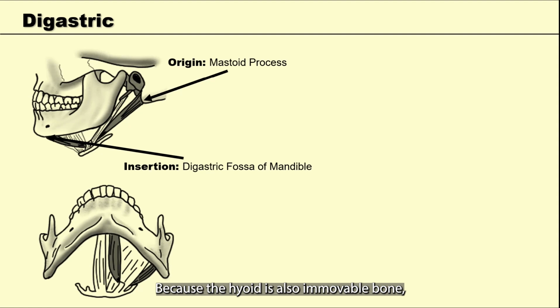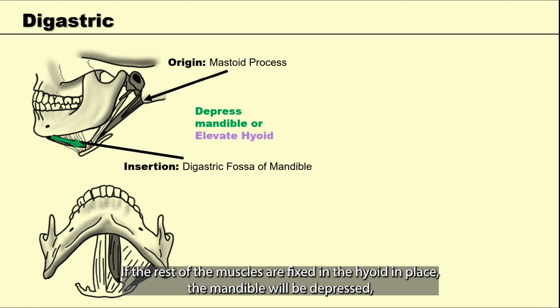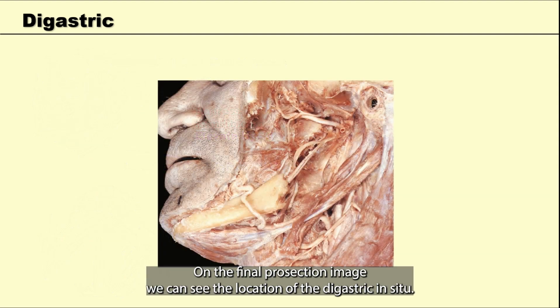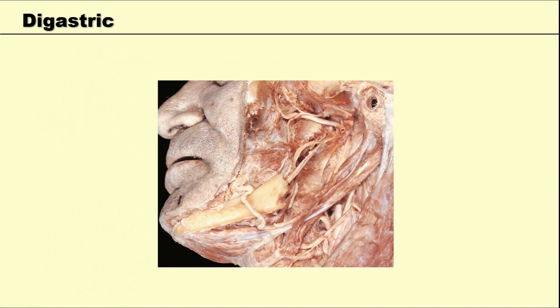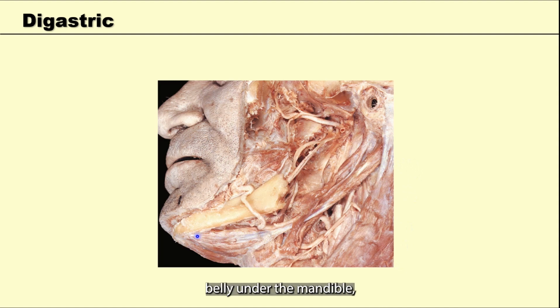Because the hyoid is also a movable bone, the digastric muscle can either elevate the hyoid or depress the mandible, depending on what the rest of the muscles are doing. If the rest of the muscles are fixing the hyoid in place, the mandible will be depressed, which is why we consider the digastric an accessory muscle of mastication. On the final prosection image, we can see the location of the digastric in situ. The posterior belly is here, blending into tendinous fibres before becoming the anterior belly under the mandible.